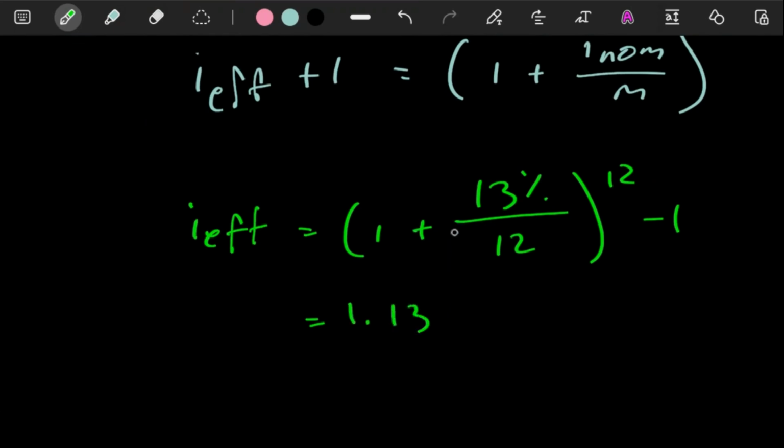I usually write it to 5. No, don't round off first, right? The whole thing, write it out first, and then you can round off to 2 decimal places afterwards.